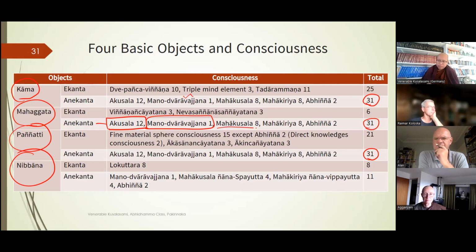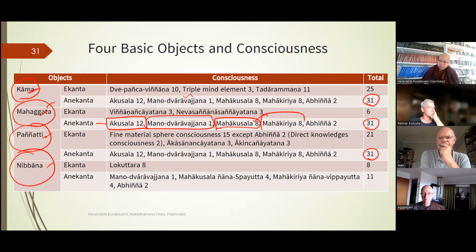And mahakusala eight as well, you have to divide into two parts. One is great wholesome consciousness with knowledge, jnana sampayutta, and without knowledge. With knowledge can take all these: kama, mahagata, panyati, nibbana, except arahata magga and phala. Without knowledge is only kama, mahagata, and panyati, only three.